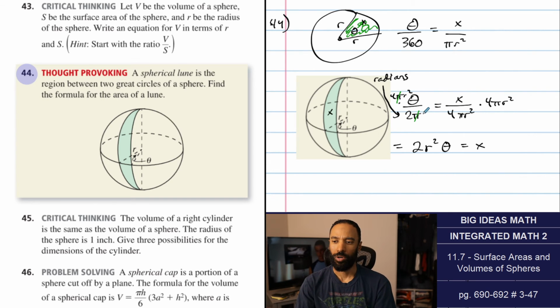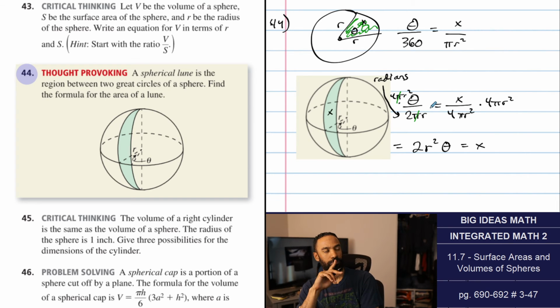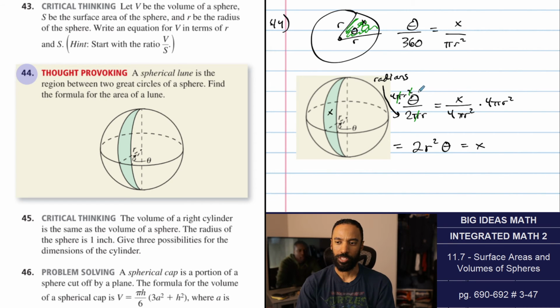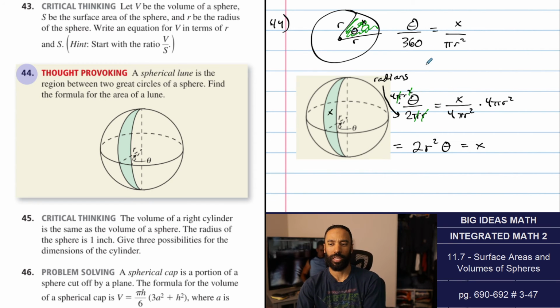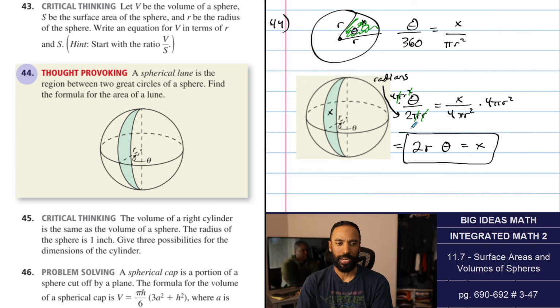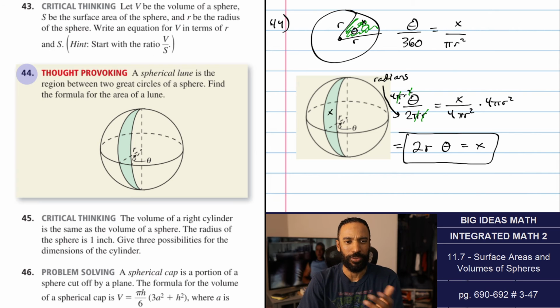Oh, this isn't just 2 pi. This would be 2 pi r, because this isn't necessarily a unit circle. So a set of r's would cancel, and you'd have 2r. So 2r times theta is x, and that would be spherical loon. That's only if we're in radians. They didn't bring up that this would be in radians, but I feel like that's just going to work out that way.